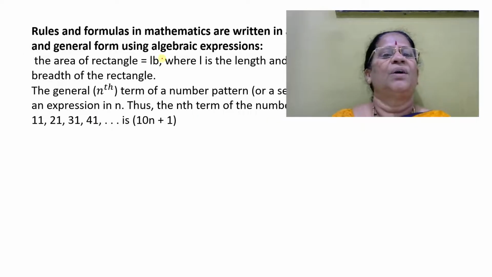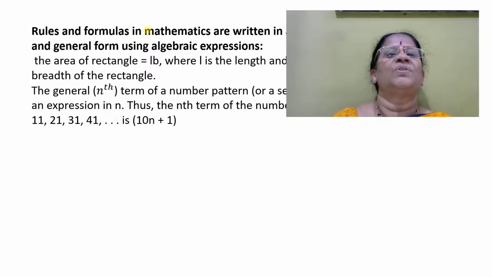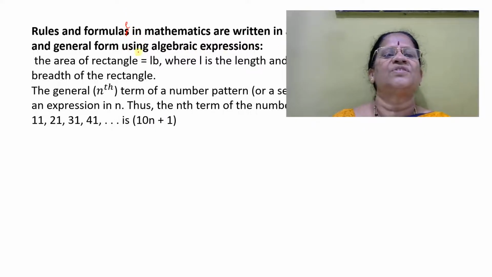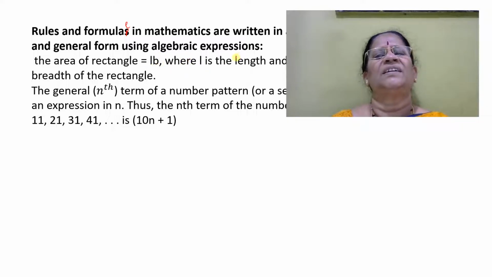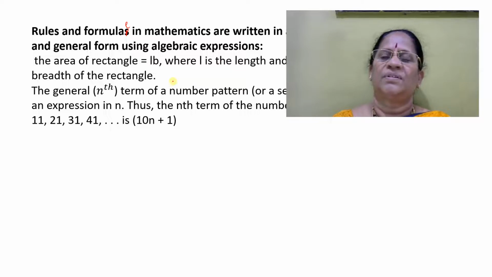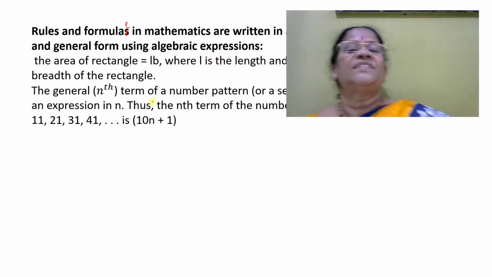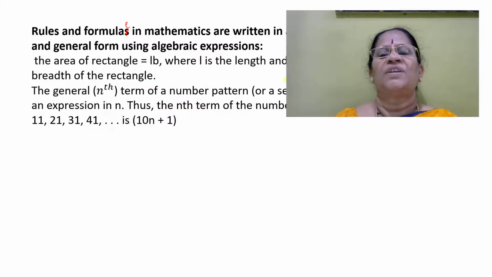Okay. Now, rules and formulae in mathematics are written in a concise and general form using algebraic expressions. For example, the area of a rectangle is length into breadth, it is LB, where L is the length and B is the breadth of the rectangle. So in general, the nth term of a number pattern or a sequence is an expression in terms of n.